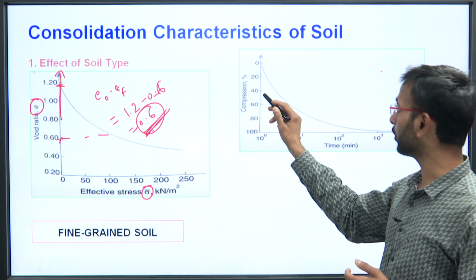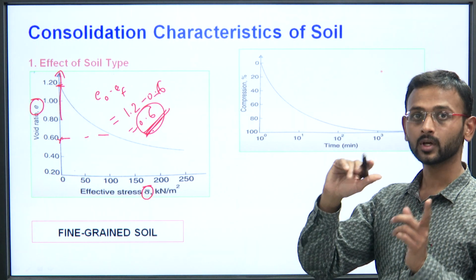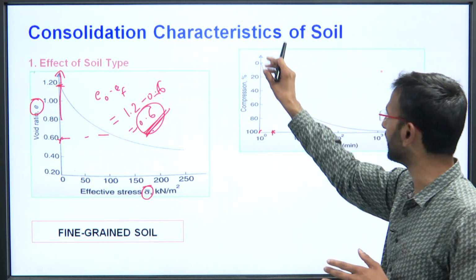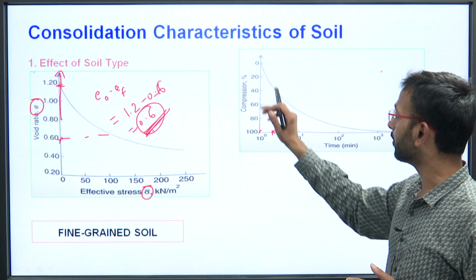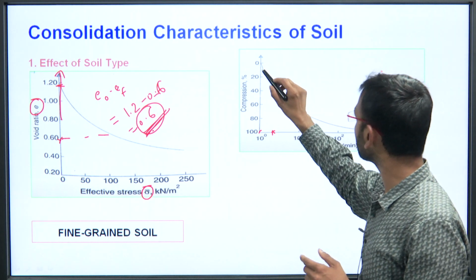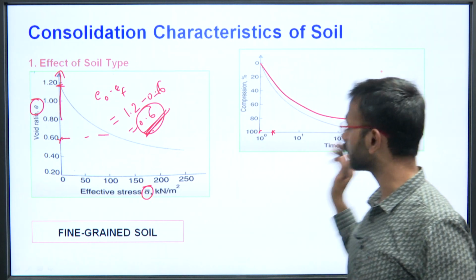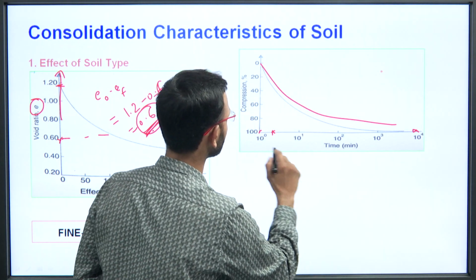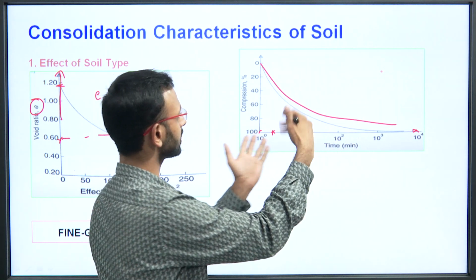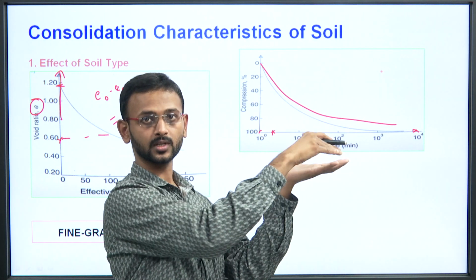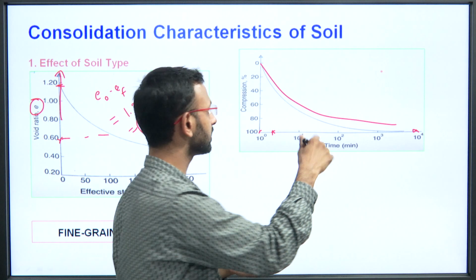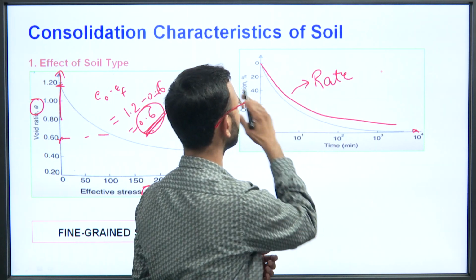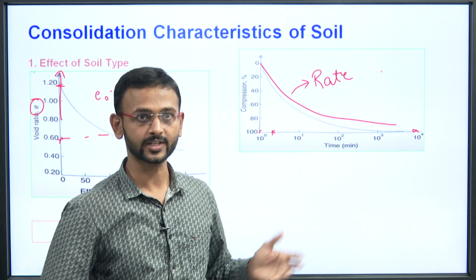Now see, if you are talking about compression, in the sand case you remember that in a very small amount of time, the entire settlement was taking place, but in the clay what happens? The settlement will take very much more time. Here the time is let us say 10 to the power 4 minutes, and the slope is very steep in one case and very flat in this case. So the curve between compression and time will show the rate of settlement here.